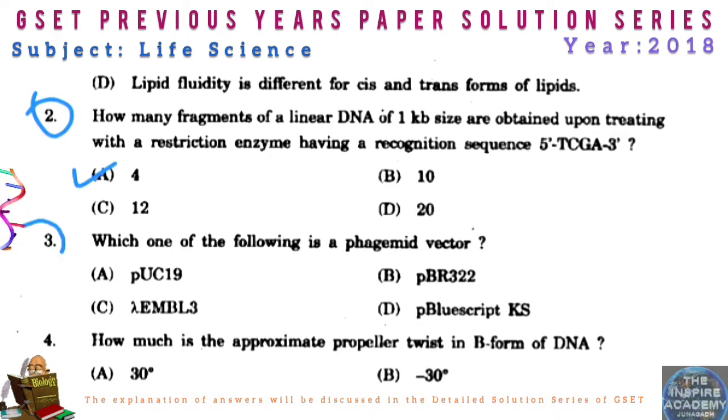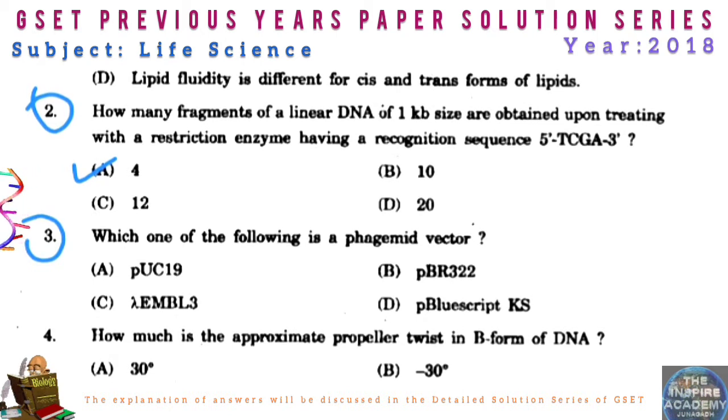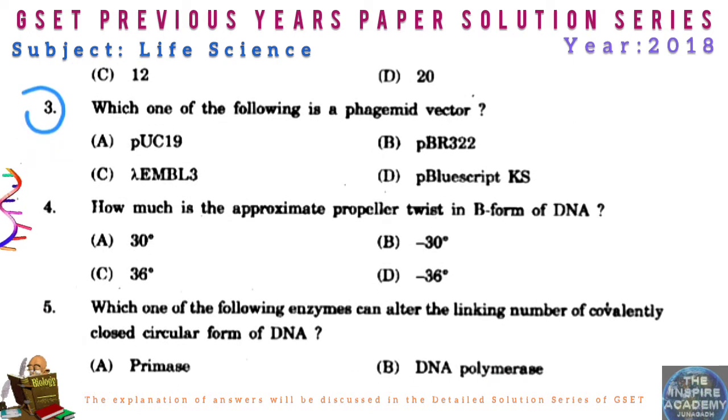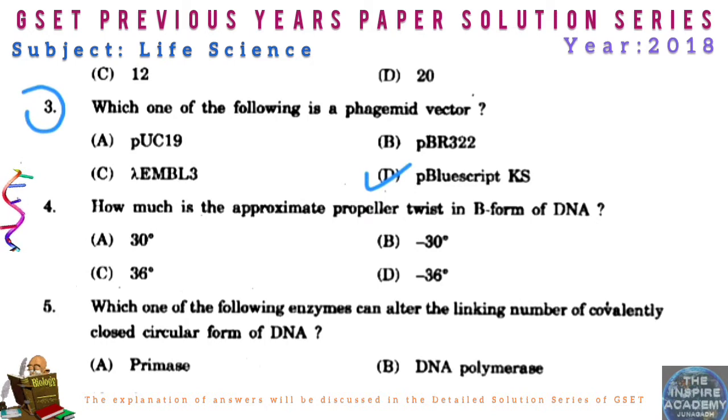Question number 3. Which one of the following is a phage vector? The correct answer is P blue script KS. Question number 4. How much is the approximate propeller twist in B form of DNA? The correct answer is 36 degree.